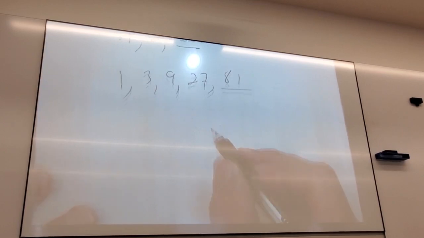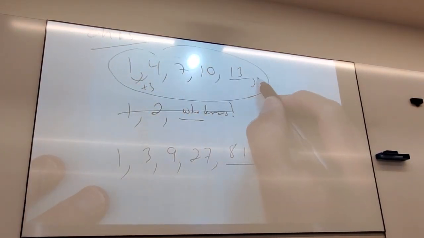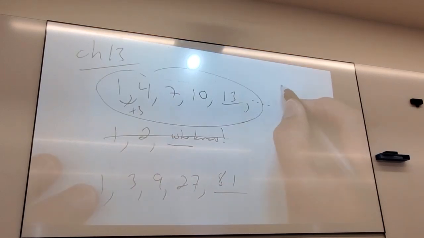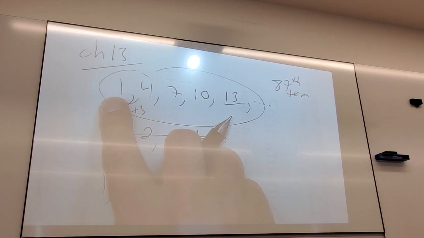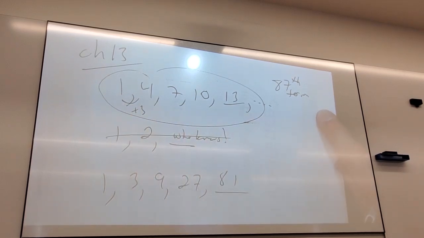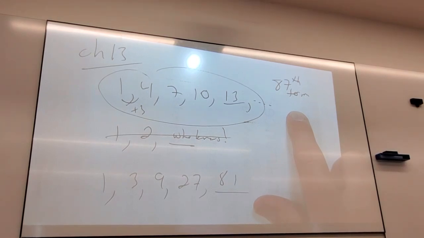So watch this. Shouldn't I be able to create an equation? What if I wanted to know the 87th term? Would it sort of suck to just have to continue the sequence? Shouldn't there be an equation I could create to tell me what the 87th term would be? There would be, yes.